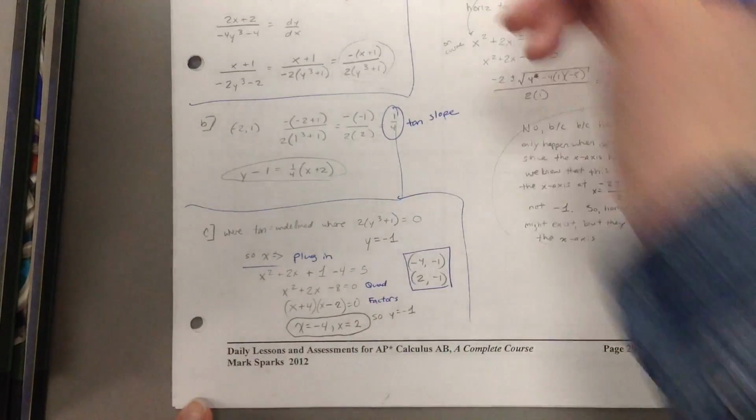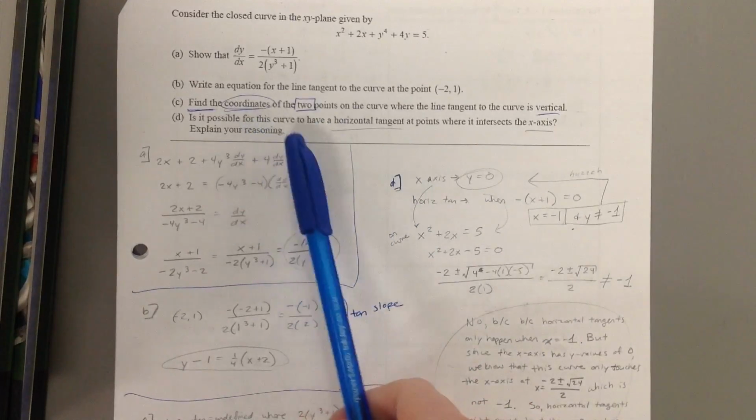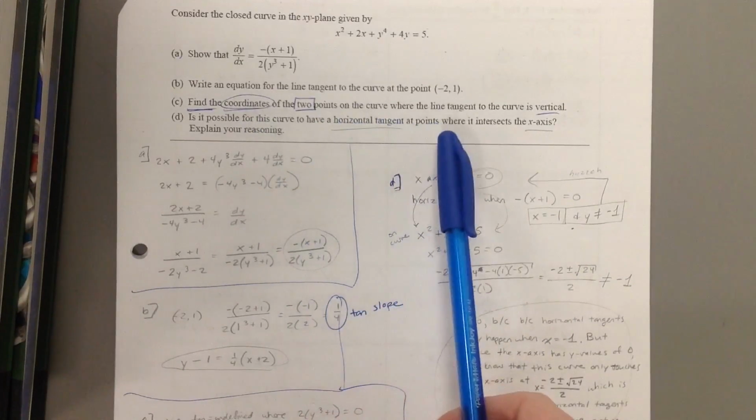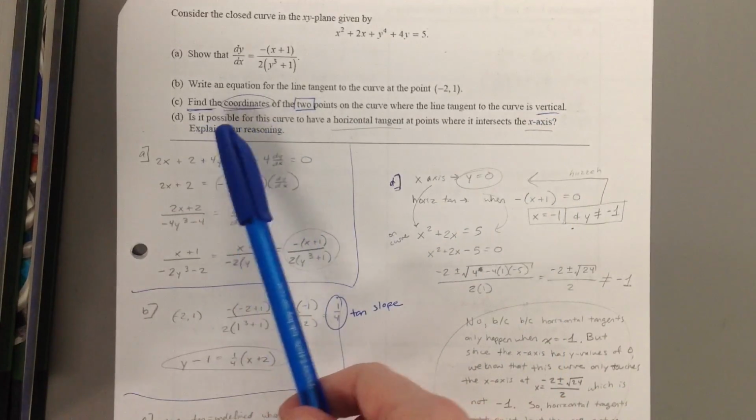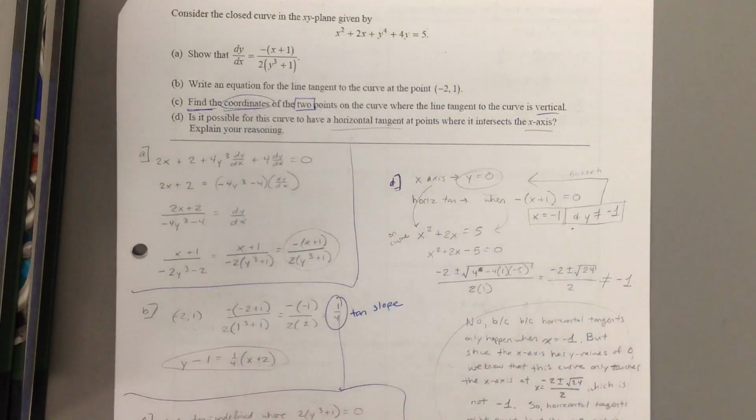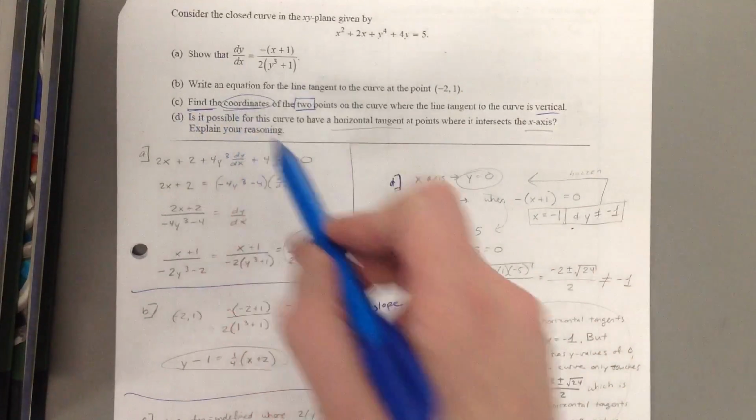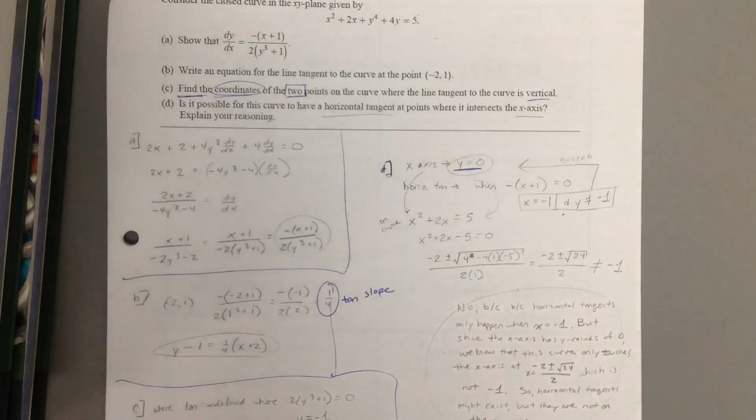Let's move on to D because D was a little bit more tricky for me, I know, so I want to make sure that you guys have a good explanation of it. Part D says, is it possible for this curve to have a horizontal tangent at points where it intersects the x-axis? Explain your reasoning. So notice, is it possible? That's telling us that it might not be. It's possible that the answer is nope, can't do it, done. So we need to figure this out. It's not asking us to find or to describe. It's saying, is this possible? Tell me why or why not. So here we go. I went about it this way. I know that on my x-axis, all of my y values are 0.